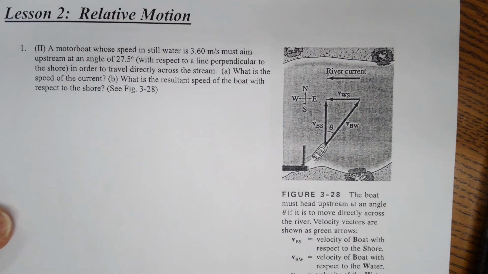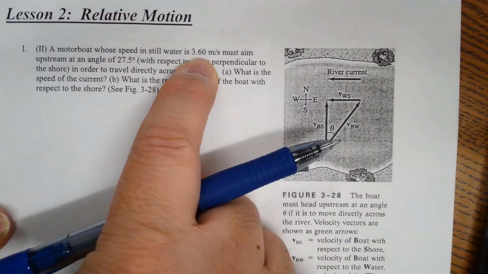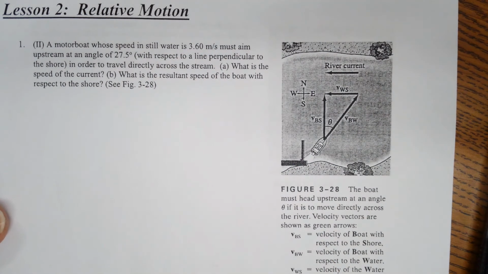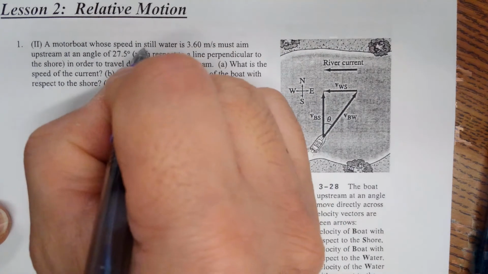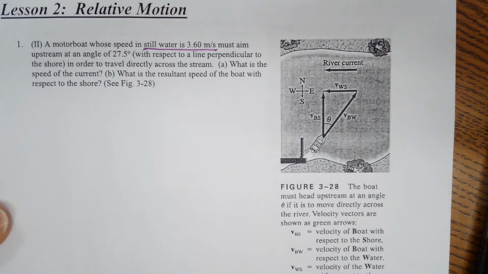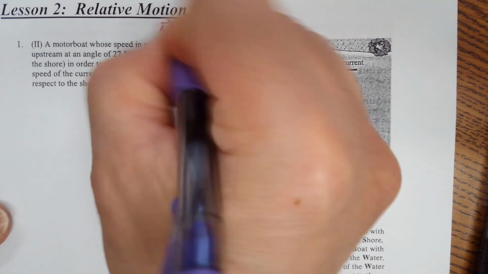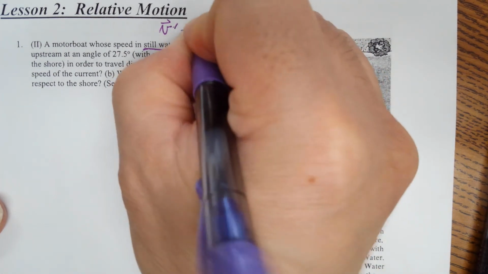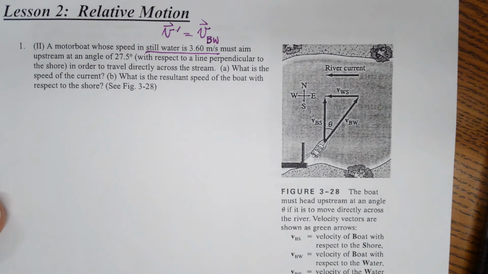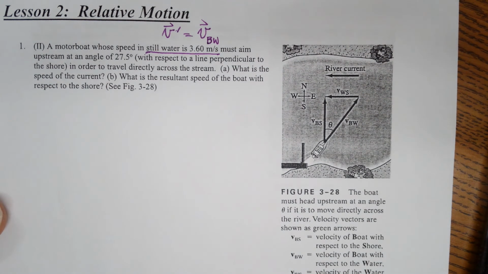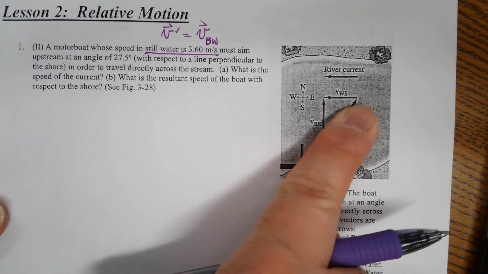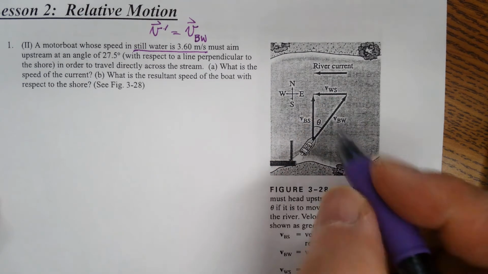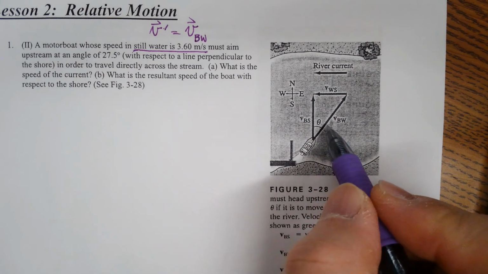A motorboat whose speed in still water is 3.6 meters per second. So, which V is this? This is the V prime, or otherwise known as VBW, boat with respect to water. And it is aiming upstream at 27 degrees with respect to the line perpendicular to the shore. So this is the 27 degrees right here.